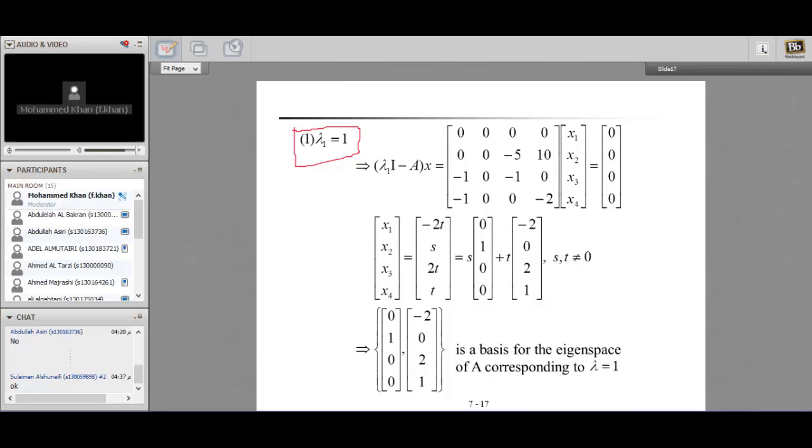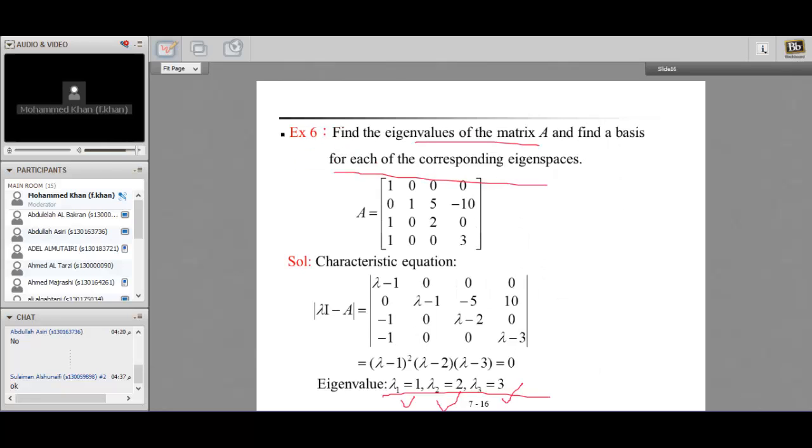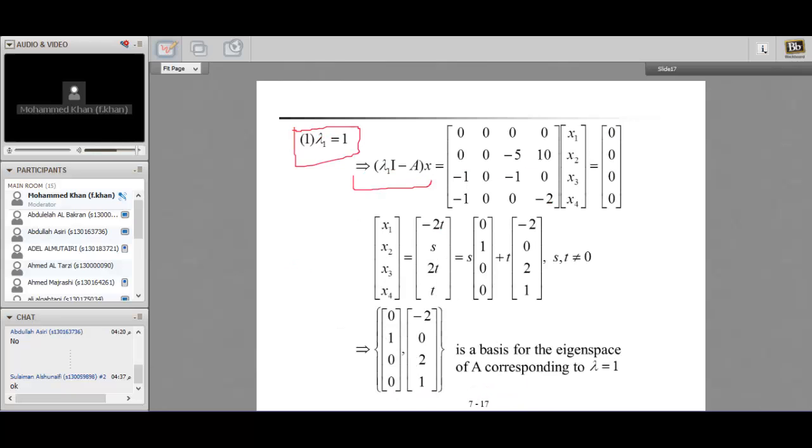So for lambda is equal to 1, the eigenvectors corresponding to lambda is equal to 1 will be given by lambda I minus A x is equal to 0. This is the formula for the eigenvector. So we can write lambda 1 I minus A. If you see in the previous slides, 1 minus 1 will be equal to 0, and 1 minus 1 will be equal to 0, and 1 minus 2 will be equal to minus 1, and 1 minus 3 will be equal to minus 2. So just see in the next slide, that will be 0, 0, minus 1, minus 2. In this way we can write.